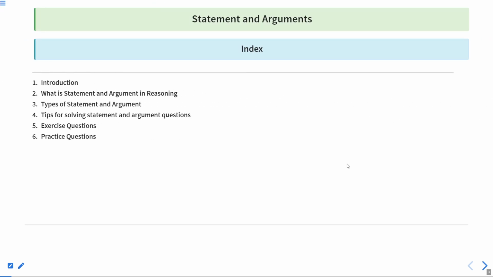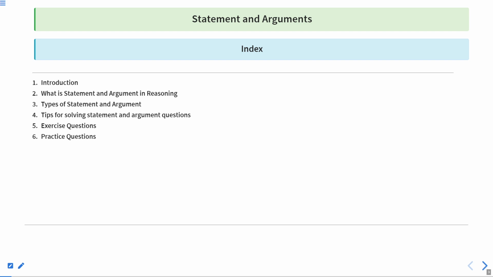So, my dear students, as you all know, we are going to start an entirely new lecture series over the topic of statements and arguments, which encompasses a very important area of discussion whenever we are talking about logical reasoning. There are two types of reasoning whenever we are tackling the logical reasoning portion. One is verbal reasoning and the other one is non-verbal reasoning.